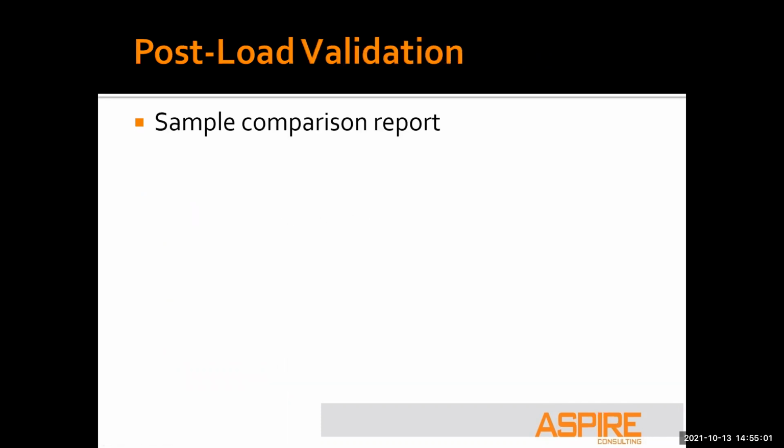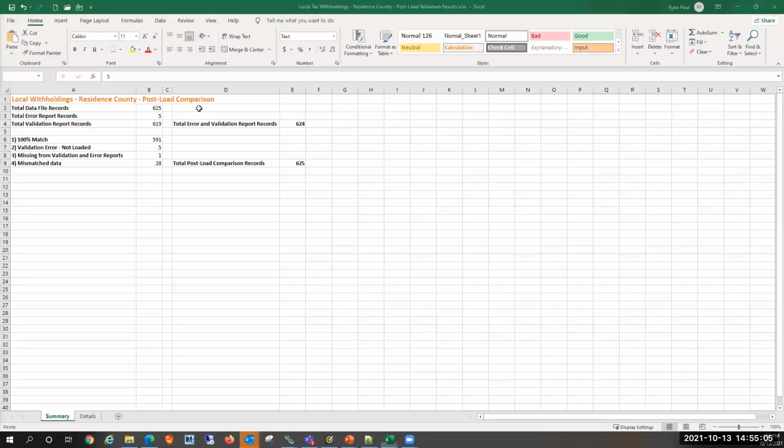So an example of that would be a post-load validation result, that report that I could give to a functional team. It would tell us, here's how many records were on the actual data file. We know that 5 of them errored out because our error report has 5 errors in it. And the validation report, in this case, has 619. Well, when you add those two together, you don't get to 625, right? So somebody's missing. What's going on there?